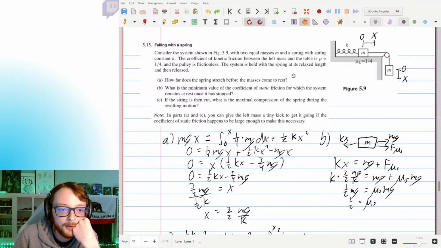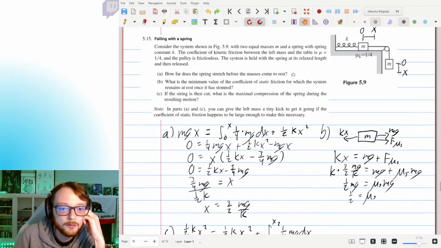So back to this mechanics question. I'm getting part C wrong for some reason.